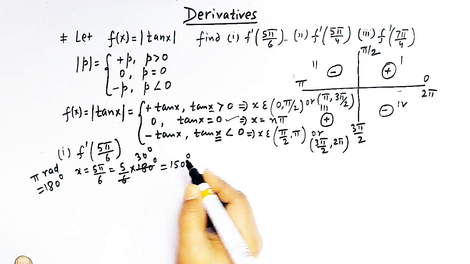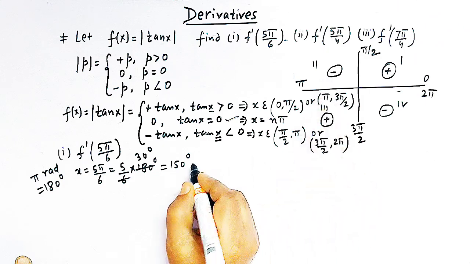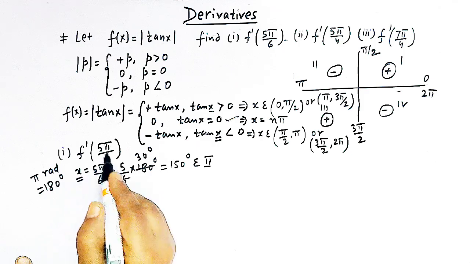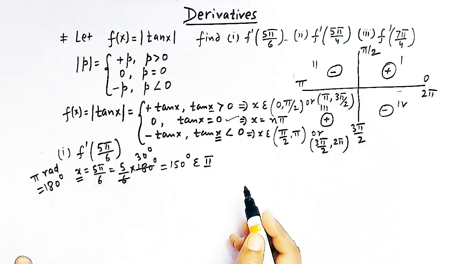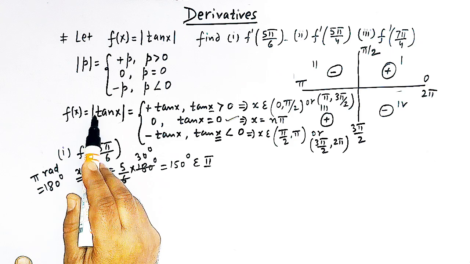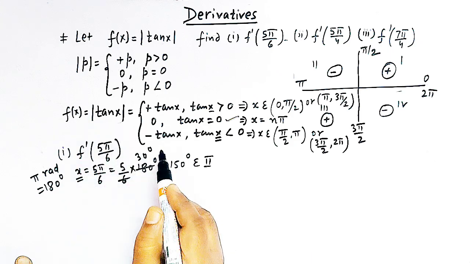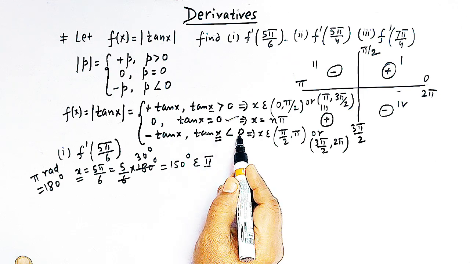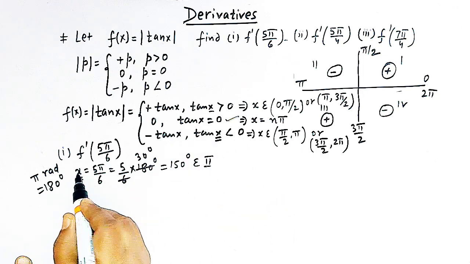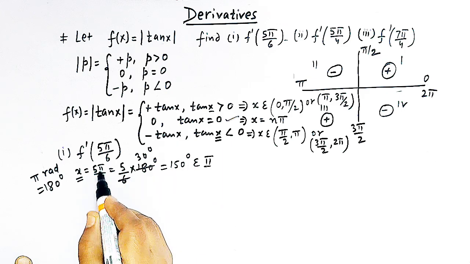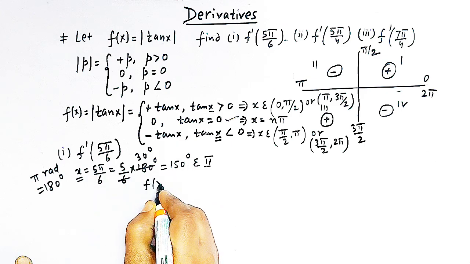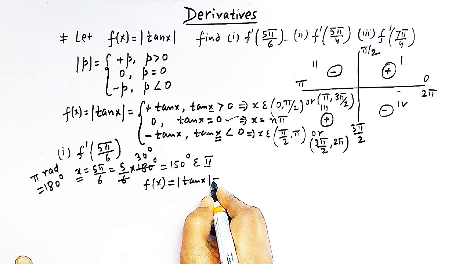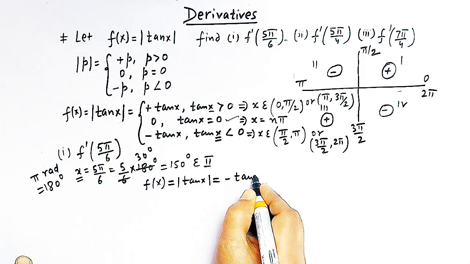And 150 degrees lies in the second quadrant. So when the value of x lies in the second quadrant, then the value of mod of tan x should be equal to negative of tan x, because tan x is less than 0. Here x is 150 degrees or 5 pi by 6. Therefore we should define the function f of x, that is mod of tan x, as equal to negative of tan x.